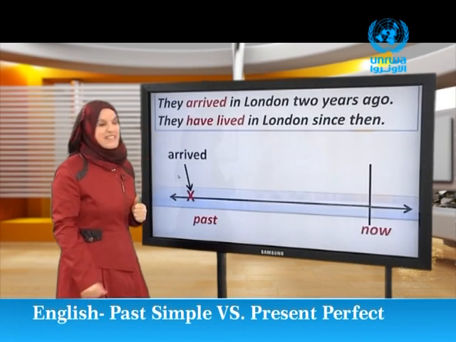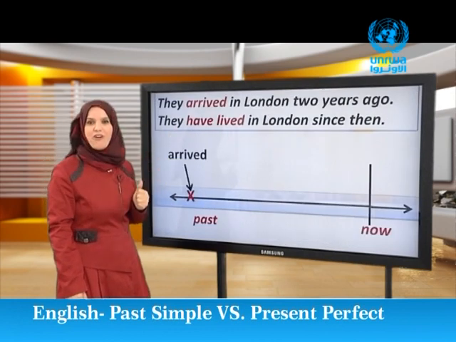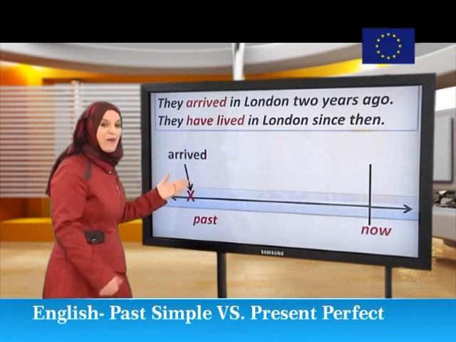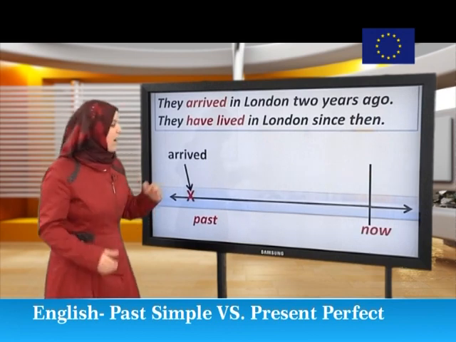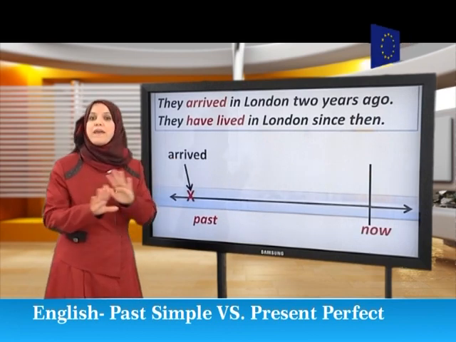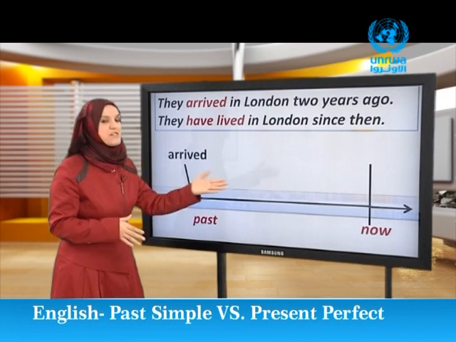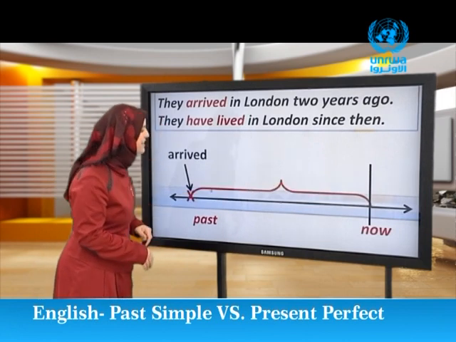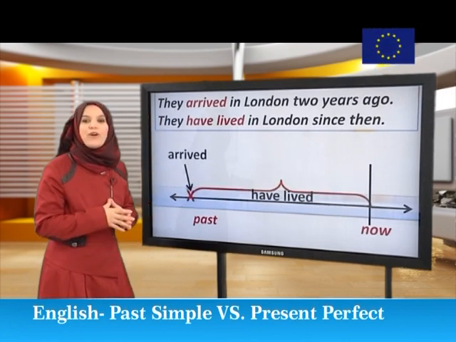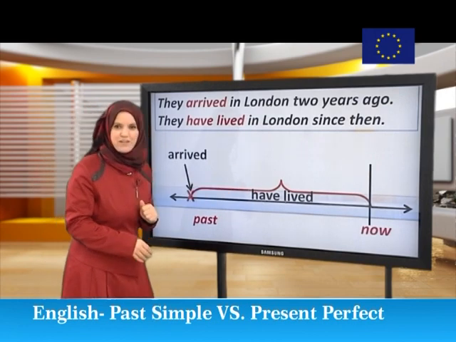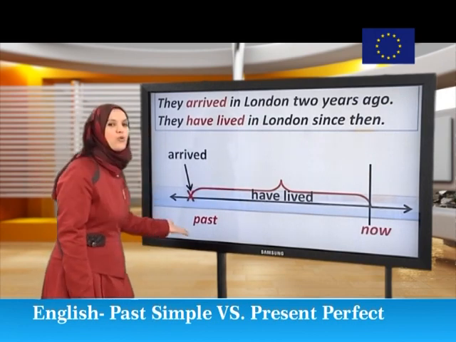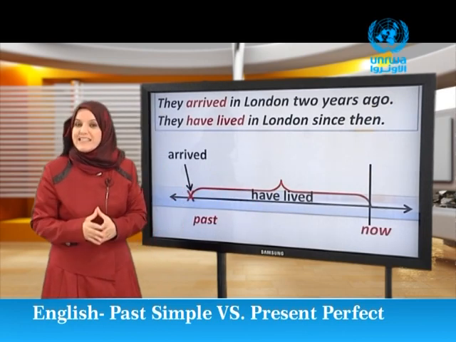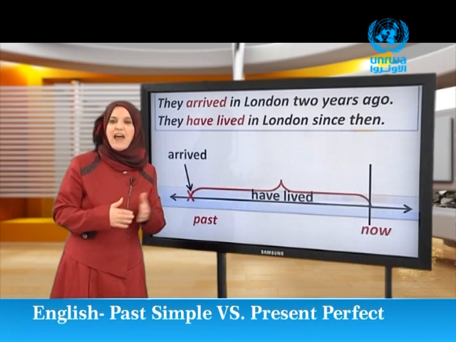So we have two sentences. They arrived in London 2 years ago and they have lived in London since then. Now notice the verb arrived is in the past simple tense. Arrival in London is an action that began and ended in the past. It has nothing to do with the present. But when I say they have lived in London, I'm talking about the whole duration, which began in the past and continues up to the present. So this verb is connected with both the past and the present.